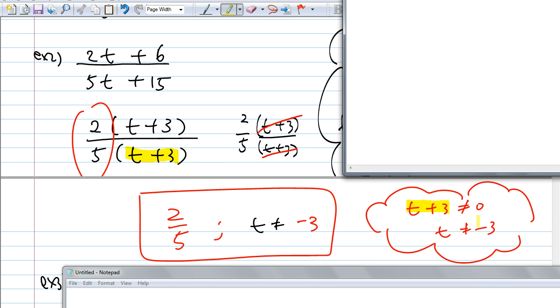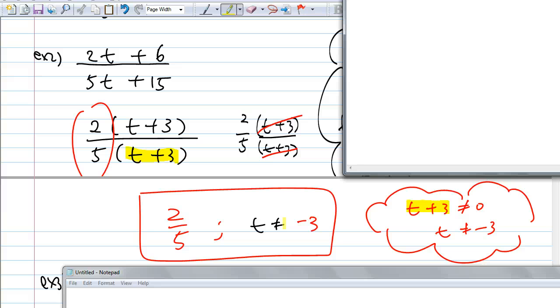Does this sound familiar? Haven't we done this before when we're solving? Right. And we actually did this when we're doing restrictions, right? First, and then. So we're thinking in our head, when will t plus 3 be 0? Well, you add negative 3 to both sides. When t is equal to negative 3, wouldn't that be 0? So we have to make sure to write that in there, because that expression, 2t plus 6 over 5t plus 15, will not always be 2/5, would it? It will always be 2/5 every time, except when t is equal to?